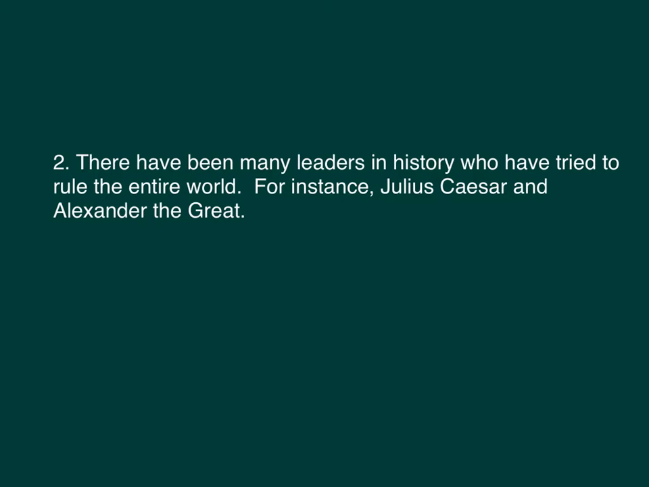Now let's take a look at question number 2. There have been many leaders in history who have tried to rule the entire world. For instance, Julius Caesar and Alexander the Great. Let's take a deeper look again. There have been many leaders in history who have tried to rule the entire world, period. For instance, comma, Julius Caesar and Alexander the Great, period. Now let's proofread together and see is there any place that we need to change.